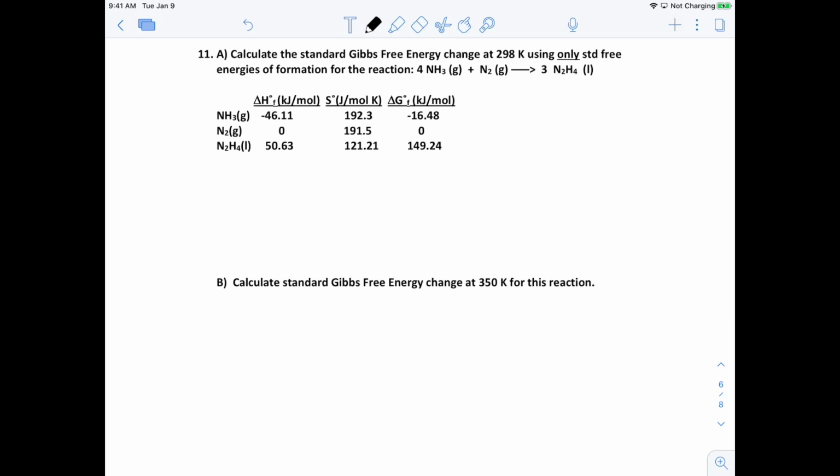You can try this one. Calculate the standard Gibbs free energy change at 298 K using only the standard free energies of formation for this reaction. This looks actually like an easier calculation than the last one. Maybe we should have done 11 first. But why don't you try to pause the video, do this calculation, and then turn it back on.